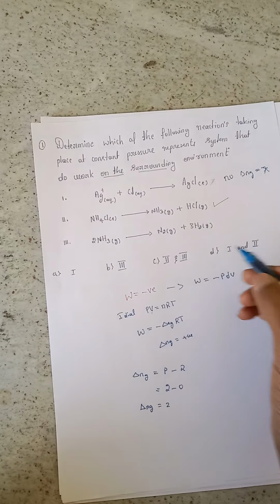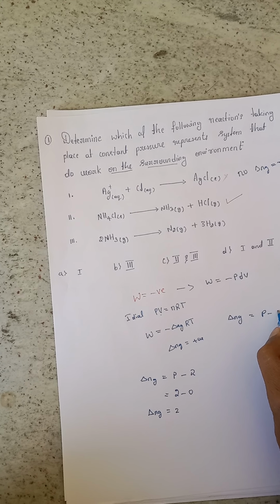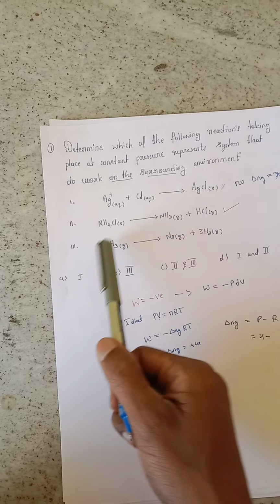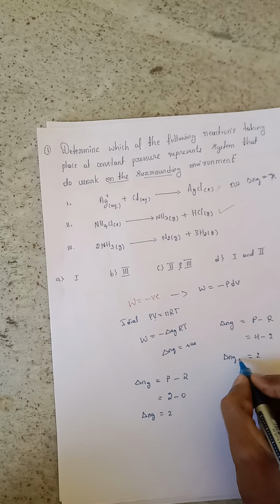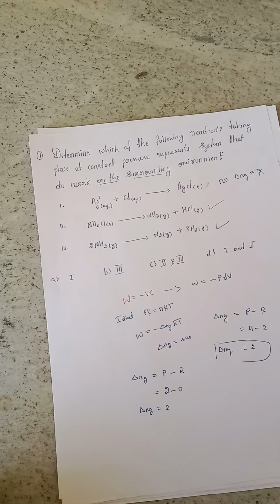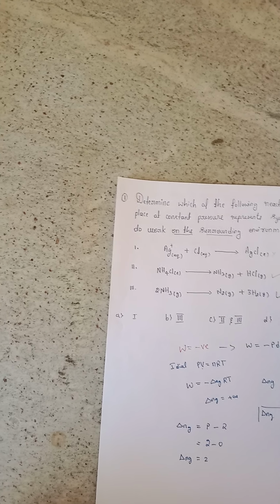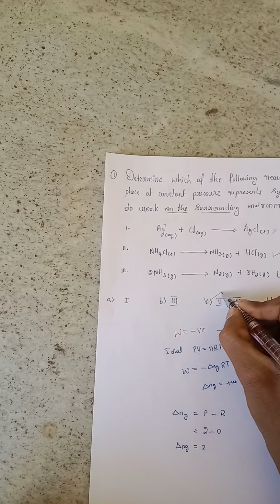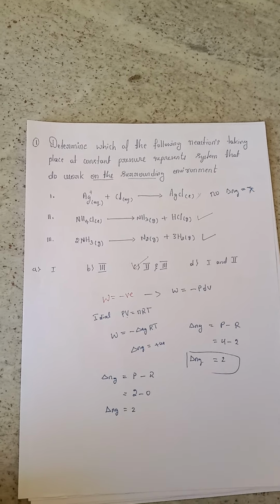And in the third reaction, delta ng is equal to product minus reactant. Here the product has 3 plus 1, 4, minus the reactant which has 2 gaseous molecules, hence it is plus 2, so it will also have W negative. Hence options 2 and 3 are correct. Here 2 and 3 is in C. Hence for the first question the answer is C.